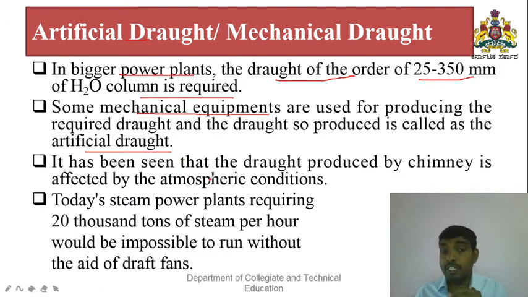It has been seen that the draught produced by the chimney is affected by atmospheric conditions. So why should we go for mechanical draught and not natural draught? One disadvantage I explained in the previous session is that natural draught is affected by atmospheric conditions.